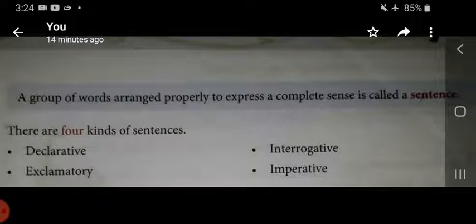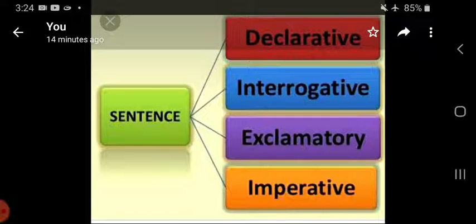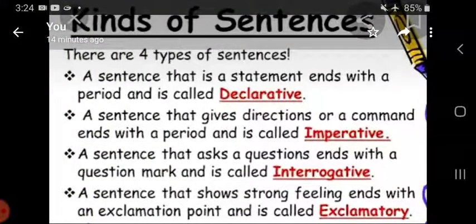There are 4 kinds of sentences: declarative sentence, exclamatory sentence, interrogative sentence, and imperative sentences. Just here I made it as a picture also: sentence, declarative, interrogative, exclamatory, and imperative sentences. Kinds of sentences. There are 4 types of sentences.